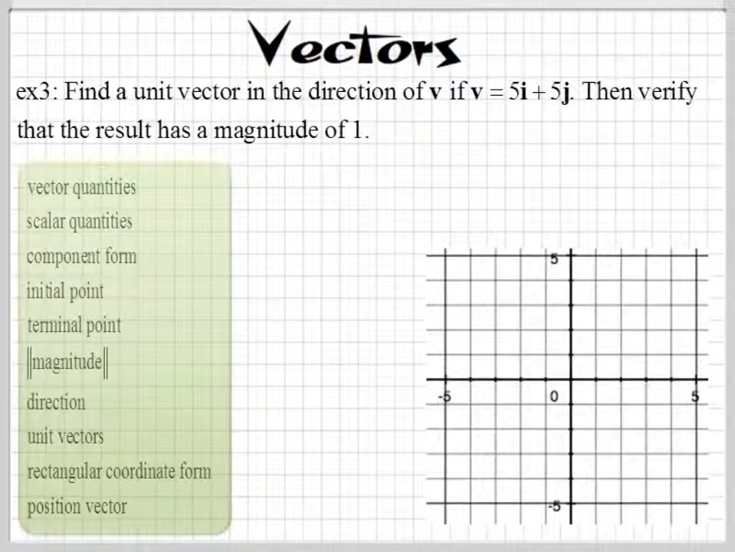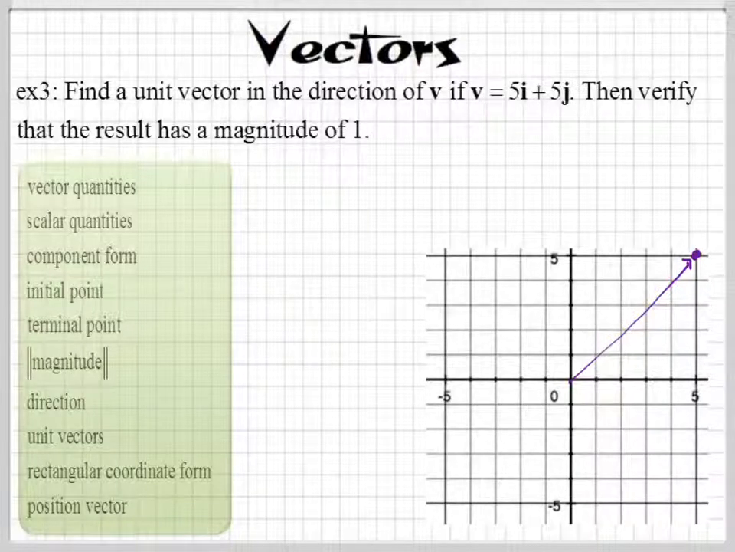Here we're finding the magnitude after we find the unit vector. Now the unit vector has a magnitude of exactly 1, and this is kind of interesting. 5, 5 is right here, so our vector is right here. But a unit vector has only magnitude 1, and this has a bigger magnitude than 1, right? We just know it's bigger than 1, but let's find it really quick.